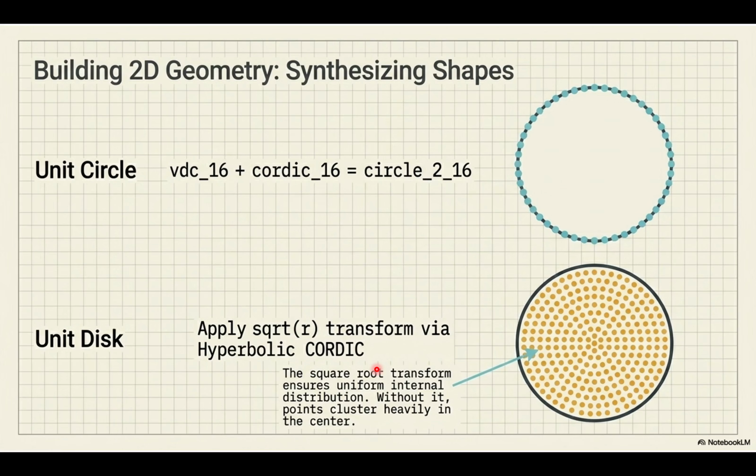Well, the developer uses 5 base modules to create 5 composite modules. So, wiring the Van der Corput sequence directly into the circular CORDIC gives you a circle. And then route that output through the hyperbolic square root module, and you get a uniform disk. Exactly. Combine all of them and you generate a perfect 3D sphere.